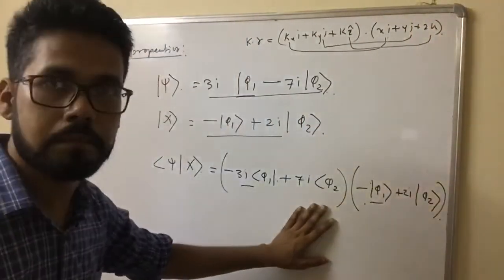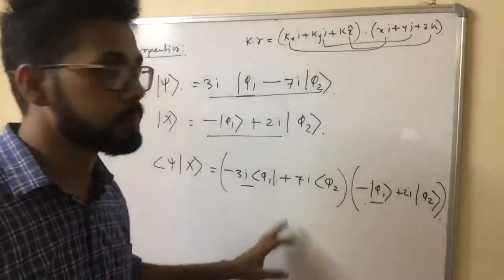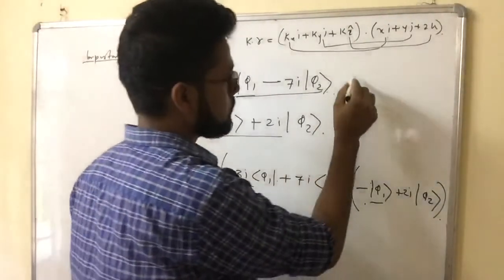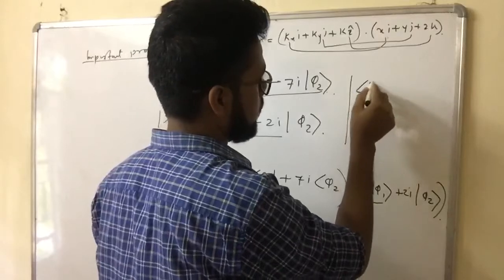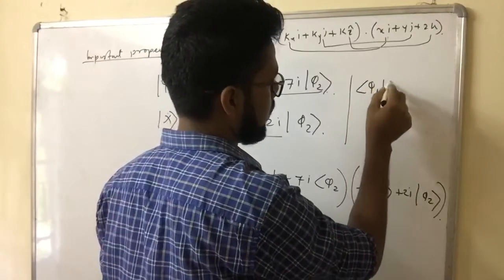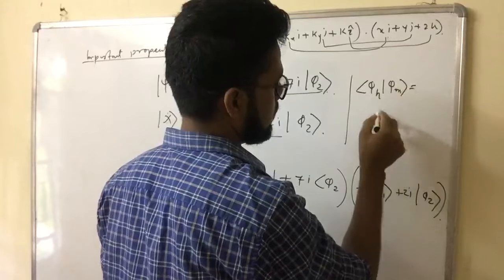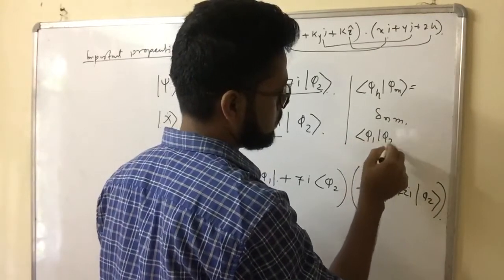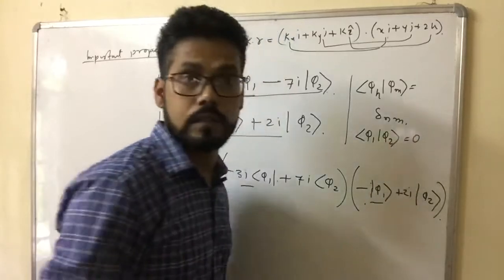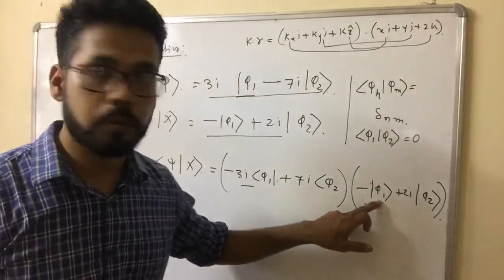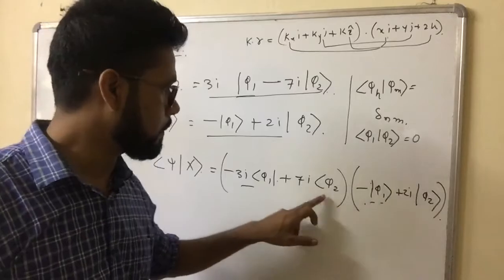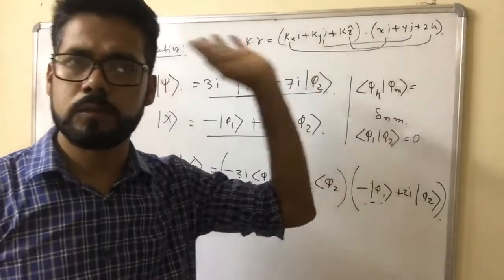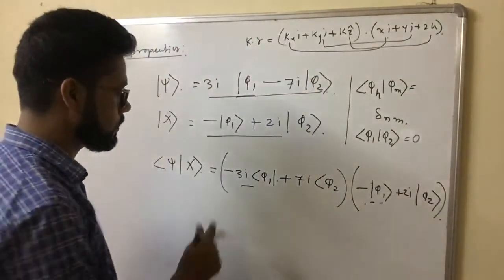Here, similar calculation applies because as per the normalization condition, phi n phi m is equal to delta nm. Suppose this is phi 1 with phi 2, it will give 0. So we keep phi 1 with phi 1 and phi 2 with phi 2. The rest of the terms we delete, no need to have them because it will consume time.